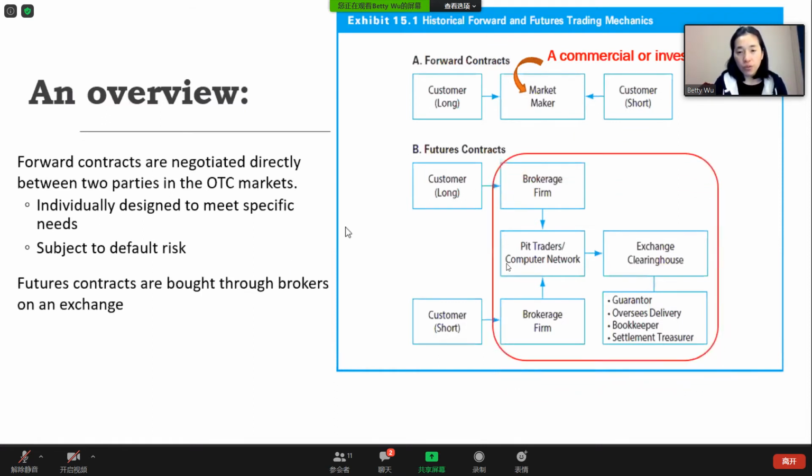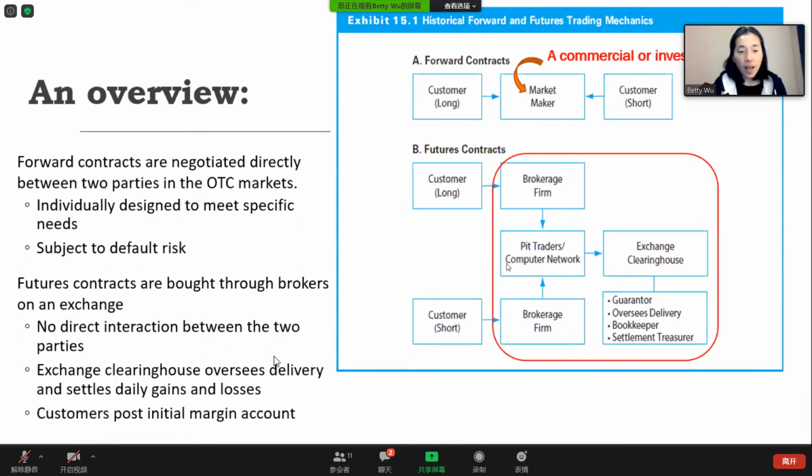And for futures, it's more standardized. It's a little bit like equity investing. So there's a clearing house, right? It ensures that everything runs smoothly. And there's no interaction between the two parties, so you don't get to see each other. The exchange clearing house oversees delivery and settles daily gains and losses. It's really regular trading happening there.